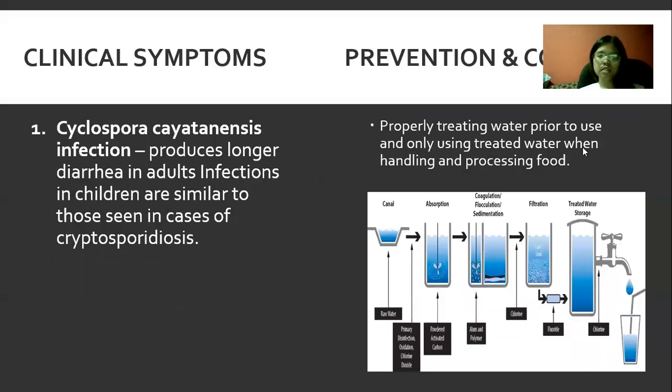Okay, so clinical symptoms, the Cyclospora cayetanensis infection produces longer diarrhea in adults, and in children, similar yung kanyang symptoms in cryptosporidiosis. So prevention and control, properly treating water prior to use and only using treated water when handling and processing food.